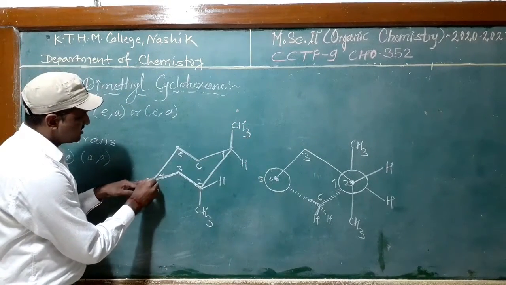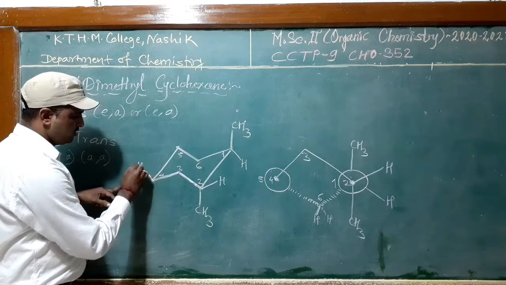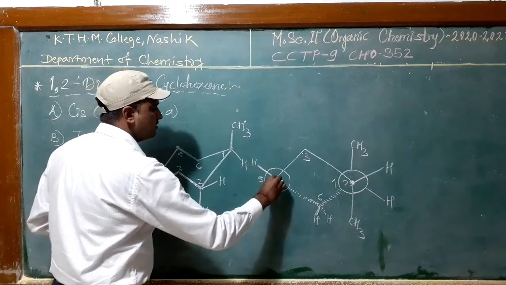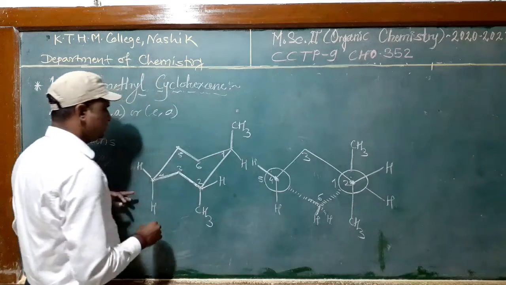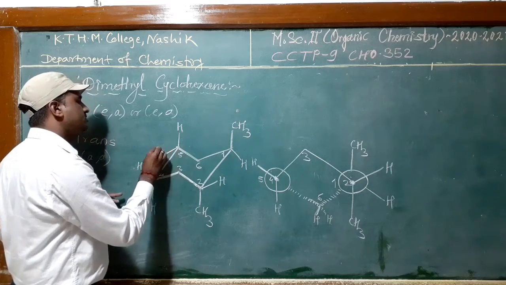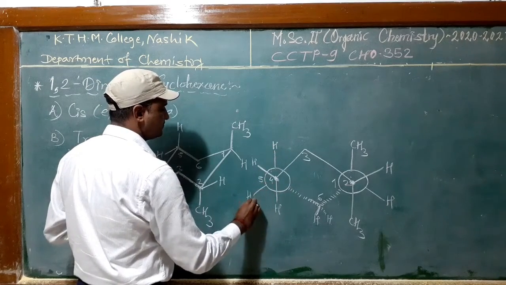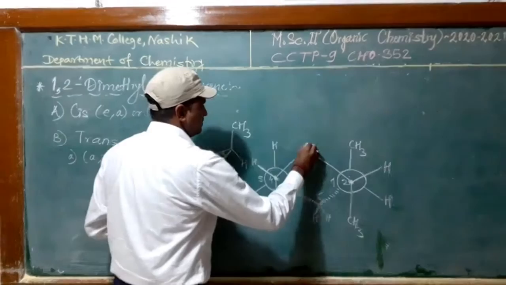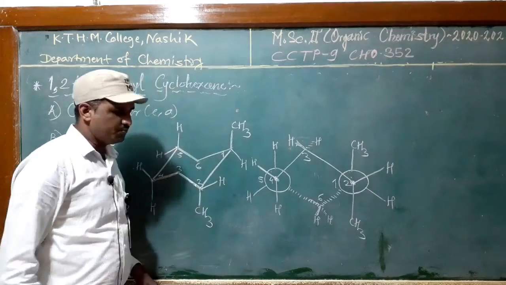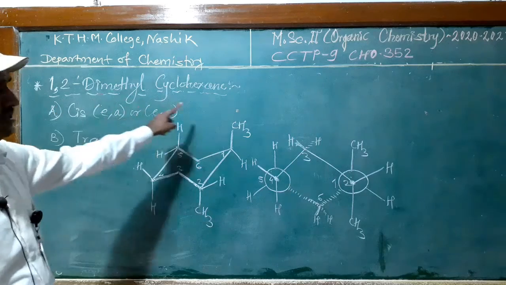So see the substitution over carbon number 4. Carbon number 4 has equatorial hydrogen, axial hydrogen, equatorial hydrogen, axial hydrogen. Similarly, the backside carbon number 5 has axial hydrogen, equatorial hydrogen, axial hydrogen and equatorial hydrogen, in this way. So in this way we can represent the Newman's projection for this axial trans 1,2-dimethyl cyclohexane.